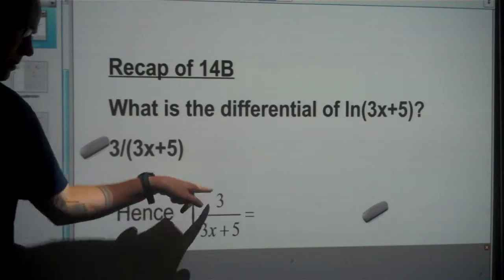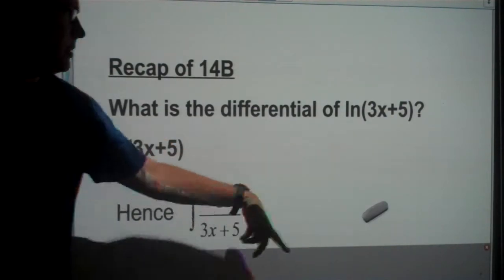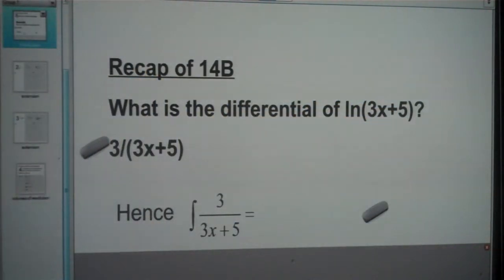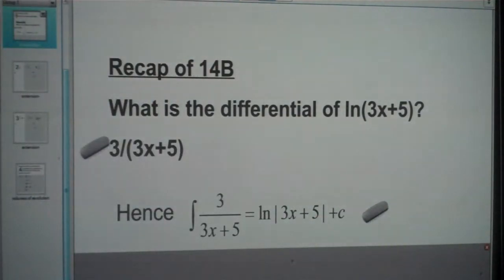So, what is the integral of 3 over 3x plus 5? Now, that's clearly what this is. So, the answer must be the ln of 3x plus 5, but don't forget something important when you integrate as well, plus c as well.